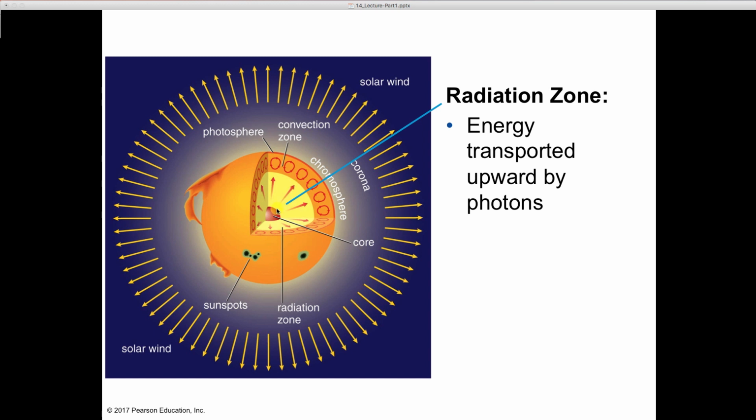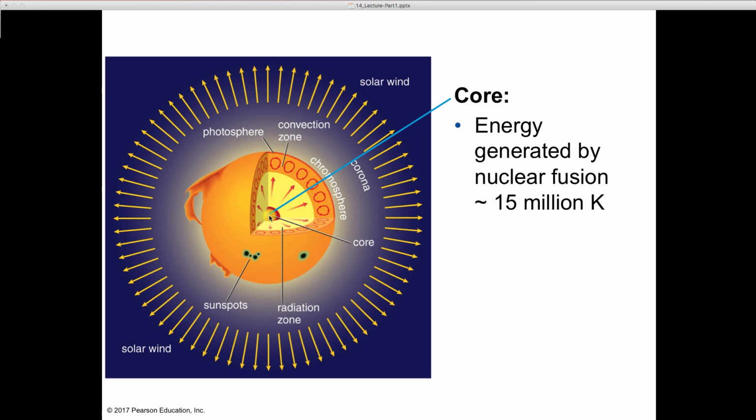And then the core. Down in here it could be around 10 million Kelvin. It varies as you go away from the core. The core itself, though, is so hot. It's about 15 million Kelvin. And so in the core is where the nuclear reactions are taking place. That is ultimately where the energy is being formed by the sun, in that tiny little core inside the center of the sun.